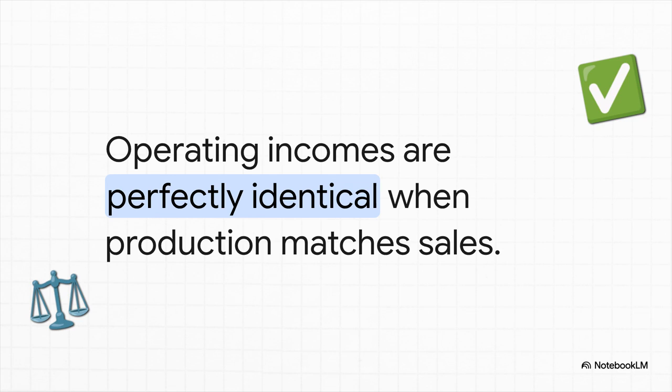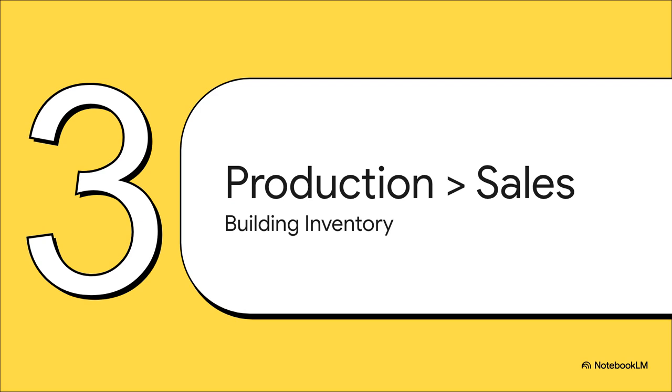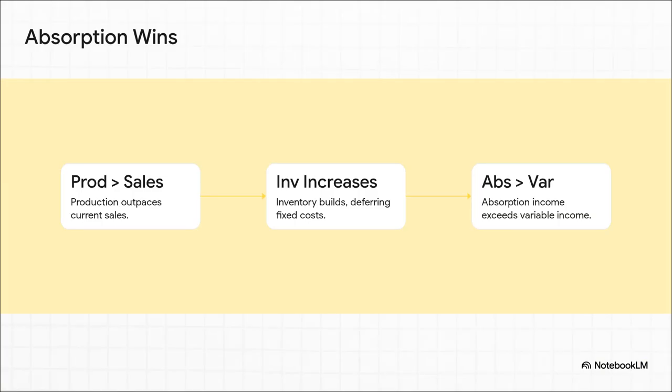The destination is exactly the same, so the operating income matches perfectly. Let's look at part 3. Production exceeds sales. But what happens when things aren't so perfectly balanced? Let's look at this incredibly common exam scenario.